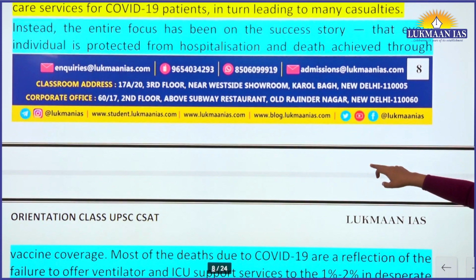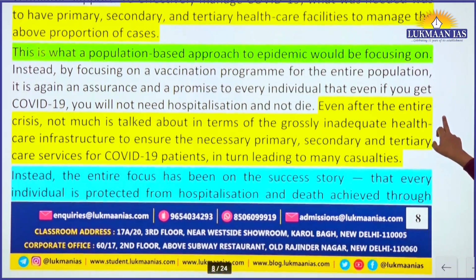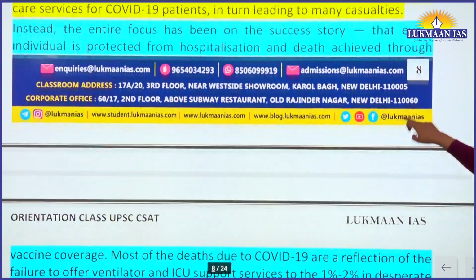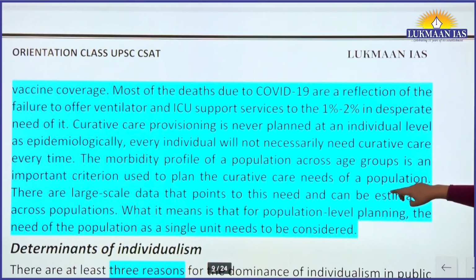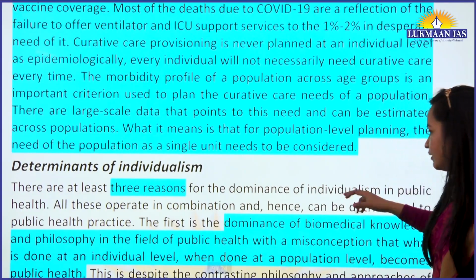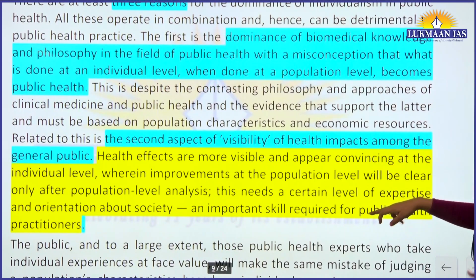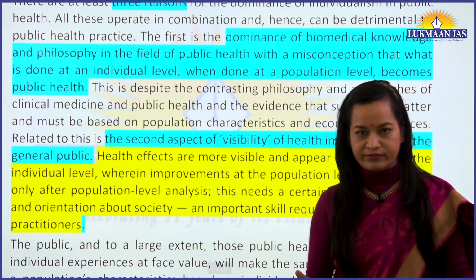And if you were curious, the entire focus has been on the success story that every individual is protected from hospitalization and death achieved through. So there were certain schemes started by government, if you would remember, that people could get health insurance up to 5 lakhs, some families. So this article actually covers how certain government policies were not advantageous.